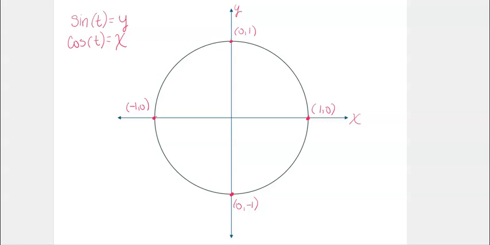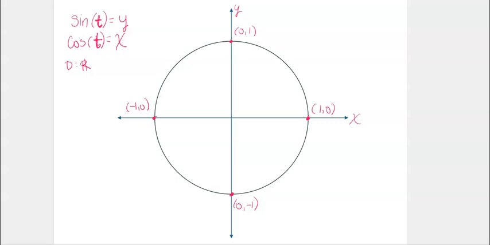Now we need to talk about domain, range, and period of sine and cosine. We'll worry about the other trig functions later. Now, domain, remember, is the input value, so that would be the t value. And you can put anything you want in for t. So the sine of t, the cosine of t, you can put anything you want. So the domain of both sine and cosine is going to be all real numbers.